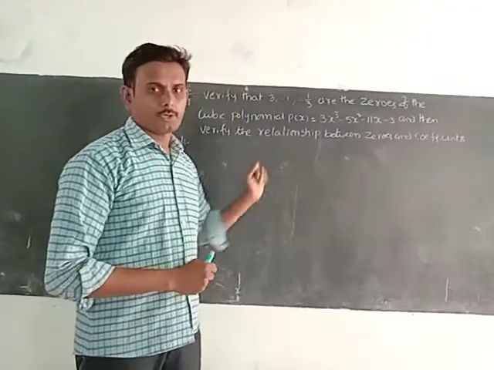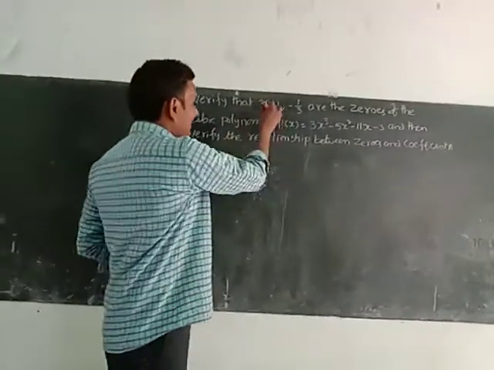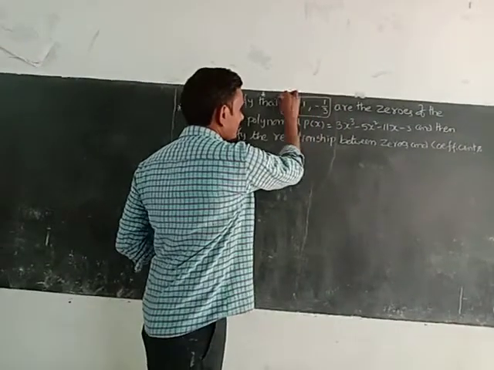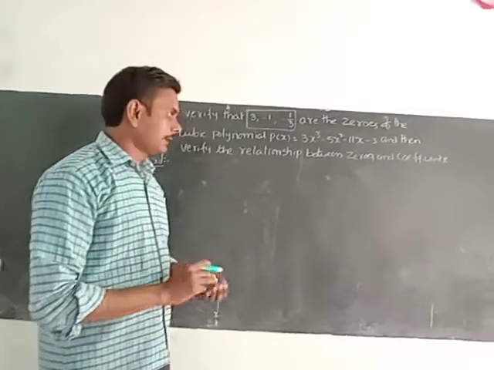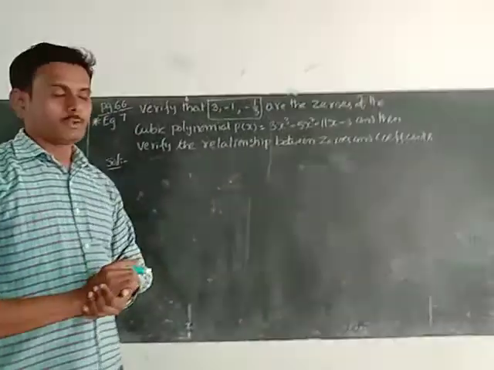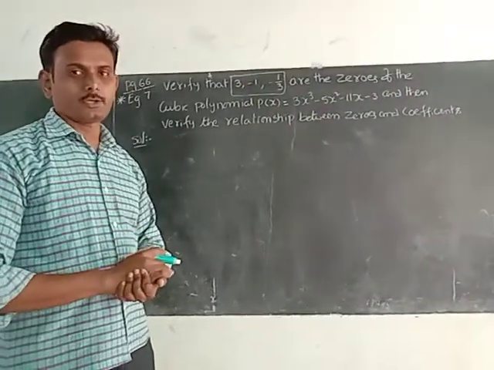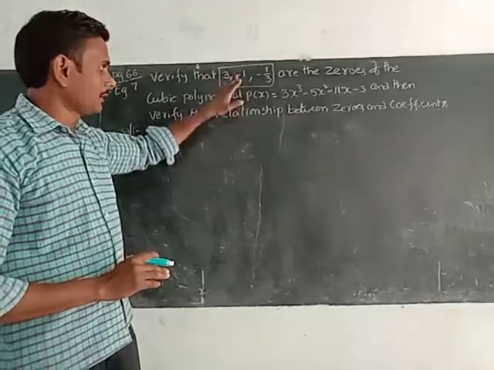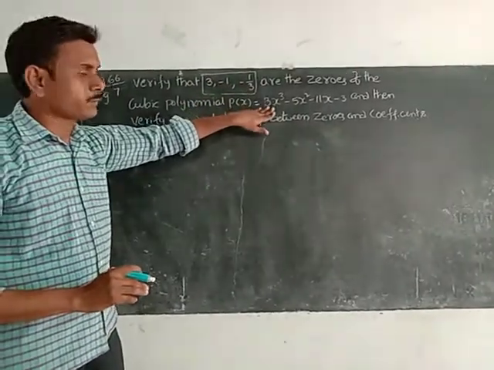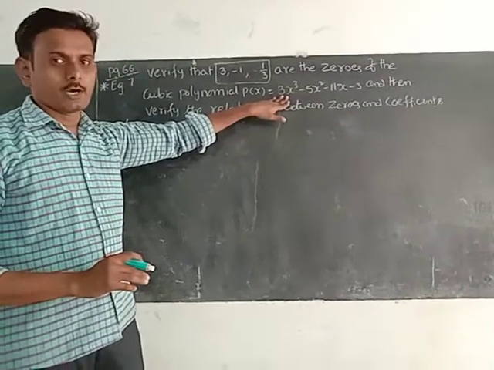Okay, what is the question given here? These three are zeros of this cubic polynomial, yes or no, first decide. Later verify the relationship between the zeros and coefficients. First we have to check whether these are the zeros of this polynomial or not. How can we check?